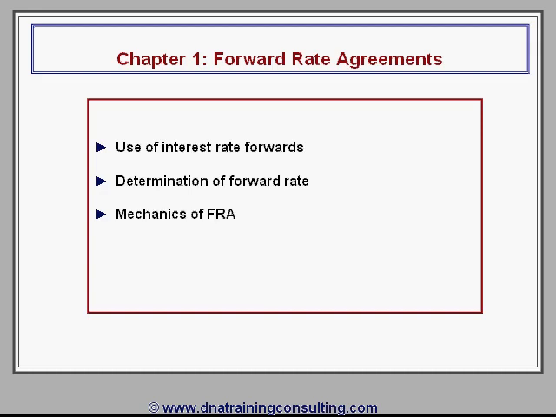We then describe in detail all the mechanics and settlement conventions of a forward contract, often known as a FRA, for forward rate agreement. And we conclude by illustrating how a mispriced FRA can be arbitraged and the limitations on such arbitrage strategies.